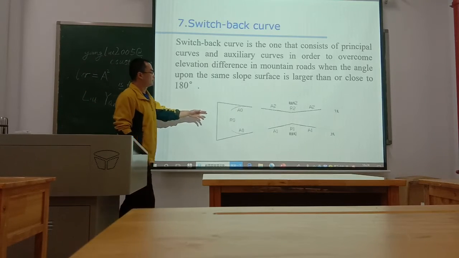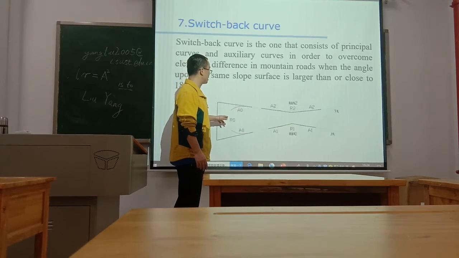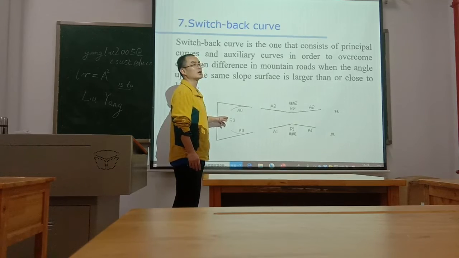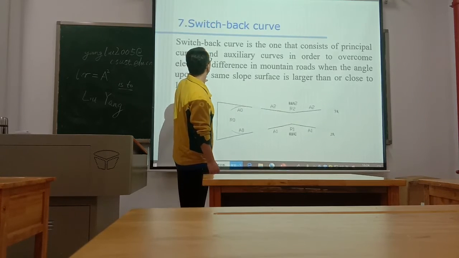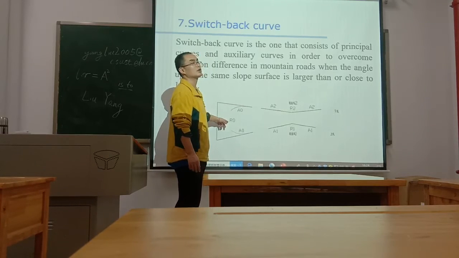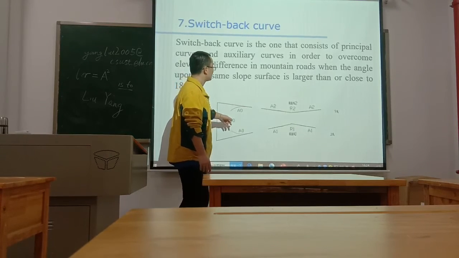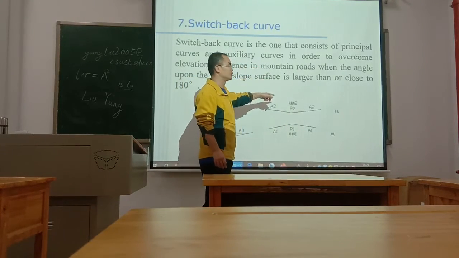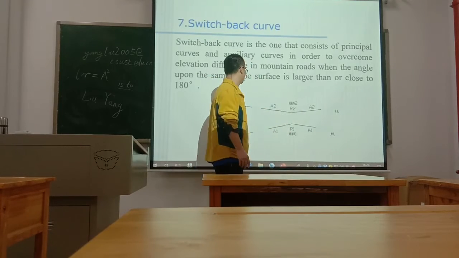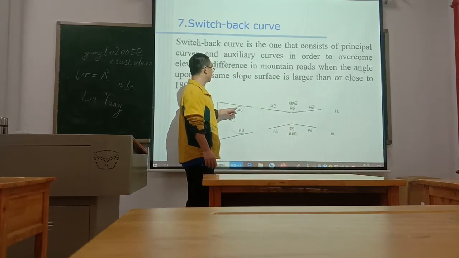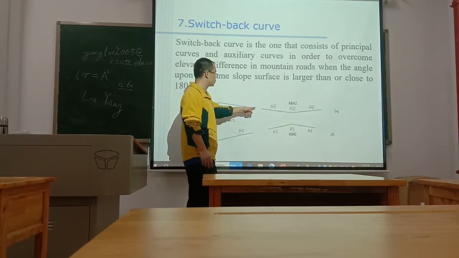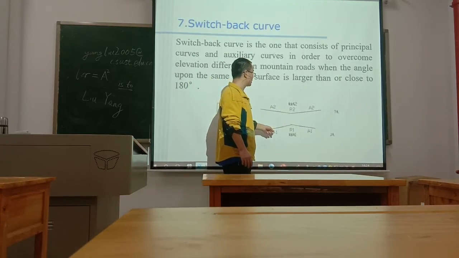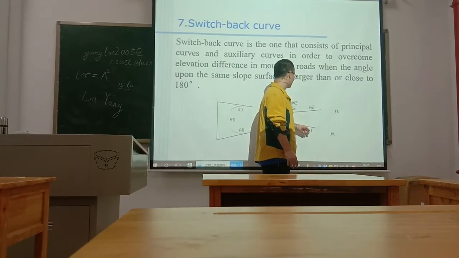This is the major circular curve. This is principal circular curve. Principal circular curve. And these two are auxiliary circular curves. This is clothoid, straight line, clothoid, straight line.